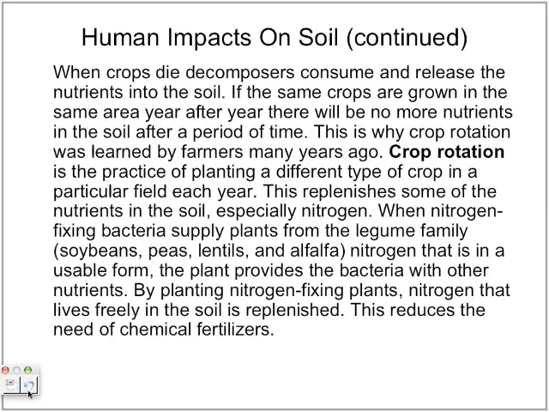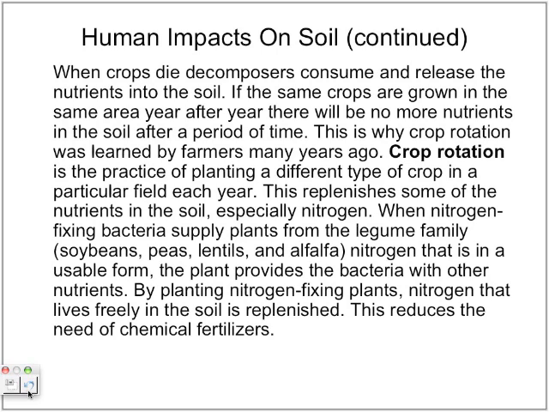When crops die, decomposers consume them and release the nutrients into the soil. If the same crops are grown in the same area year after year, there will be no more nutrients in the soil after a period of time. This is why crop rotation was learned by farmers many years ago. Crop rotation is the practice of planting different types of crops in a particular field every year. This replenishes some of the nutrients in the soil, especially nitrogen.